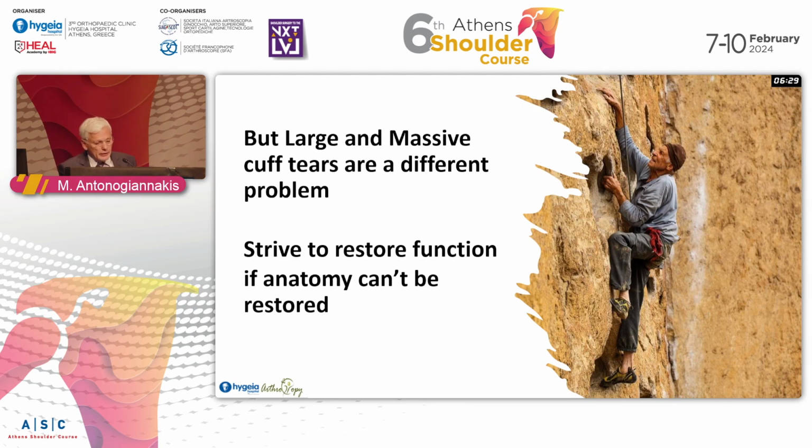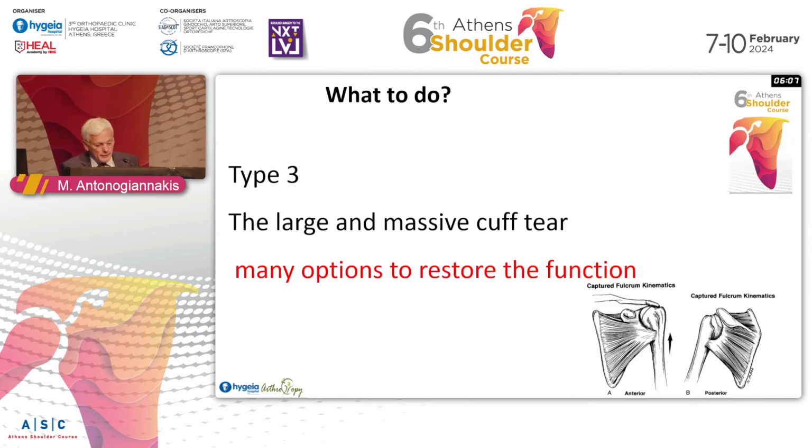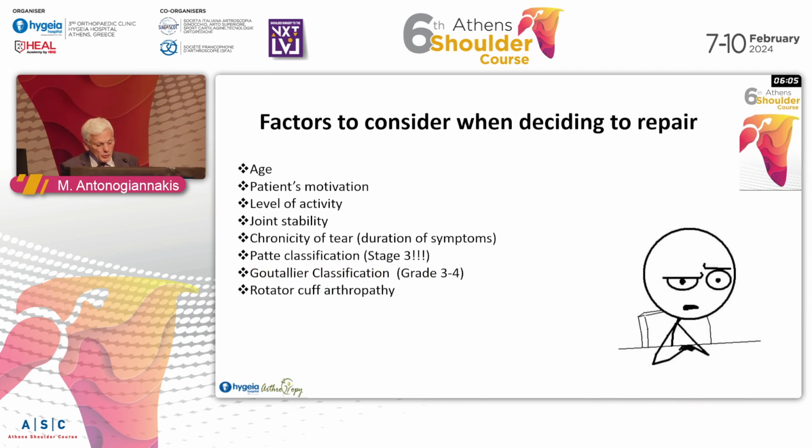And then when we have large and massive tears, this is a different problem. It's much more difficult to restore the anatomy. We must find another way. We have to think more of what to do. And practically, what we want is to restore the function. So, how? First of all, when we have a problem.